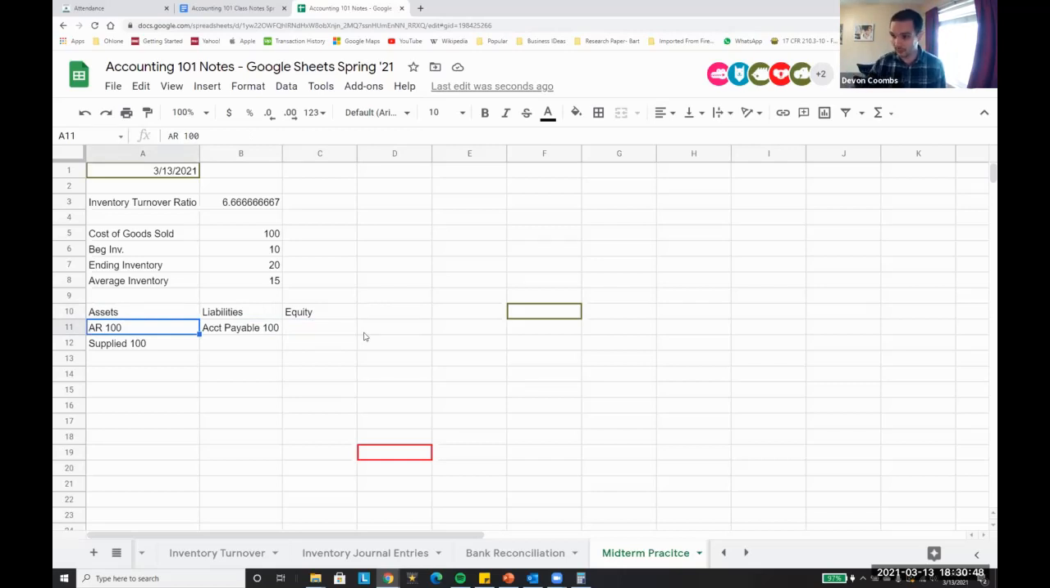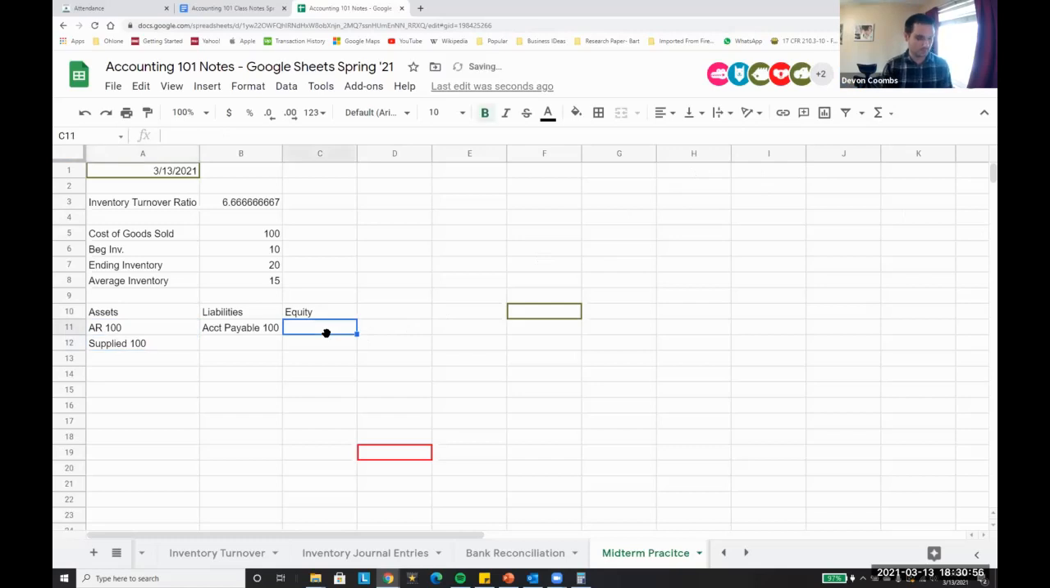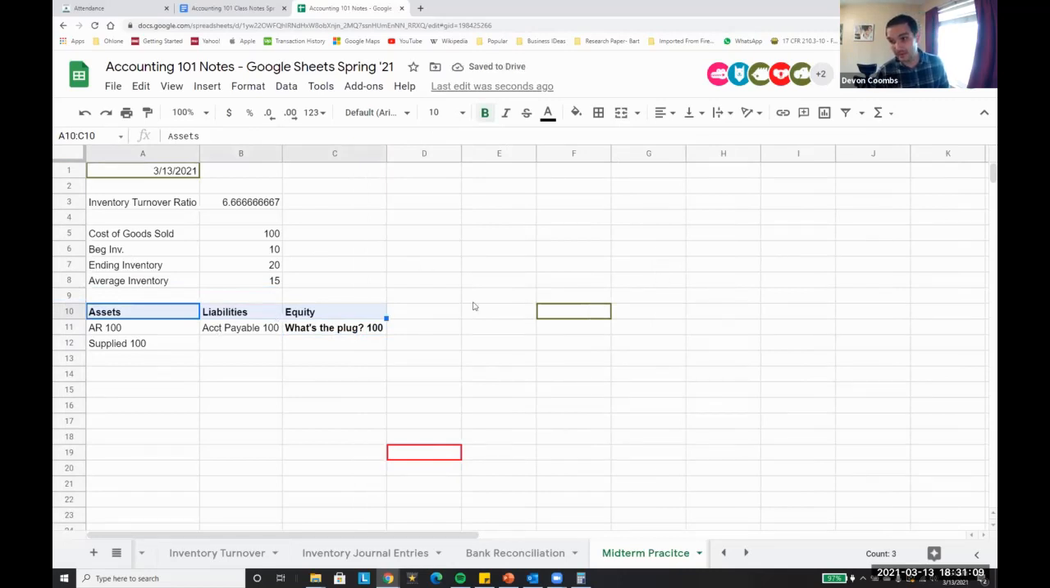I've made a lot of videos on this, and we've talked about it a lot, so please practice this. That's going to be a few questions of just determining what the plug is. Why is that? Because assets equal liabilities plus equity. What is this accounting equation? What is this financial statement that ties the accounting equation? Balance sheet. Balance sheet, correct.